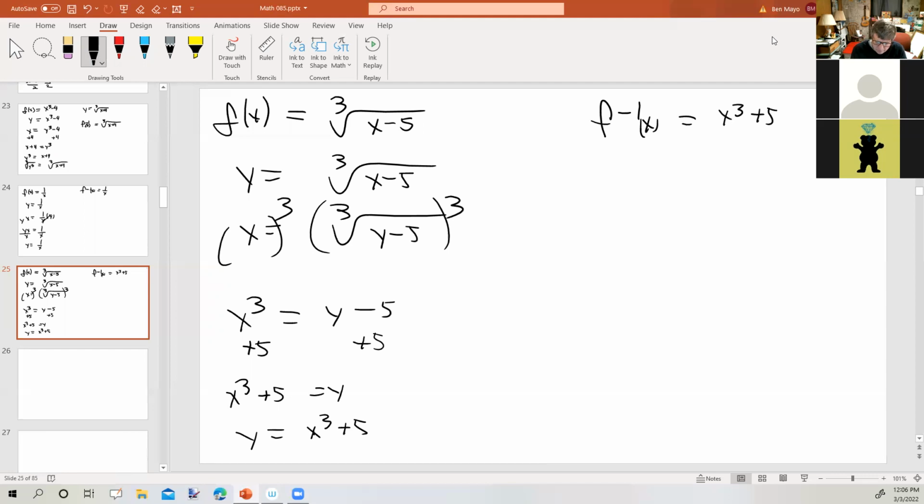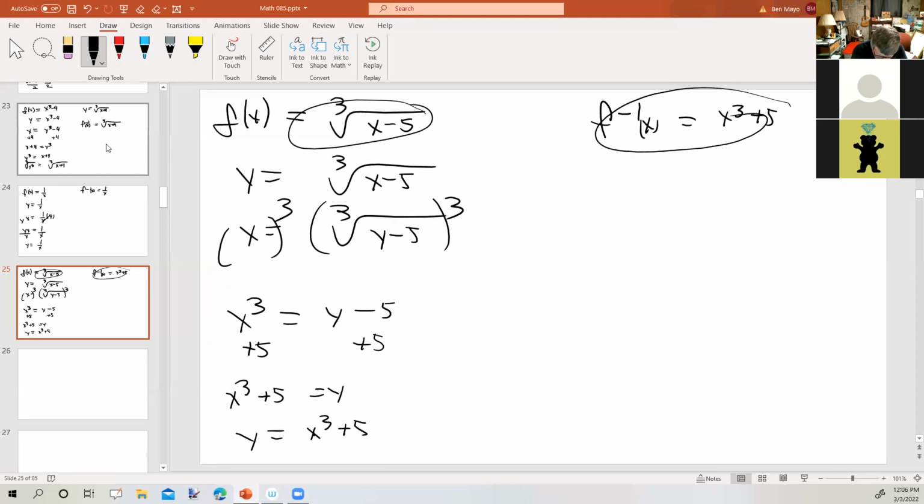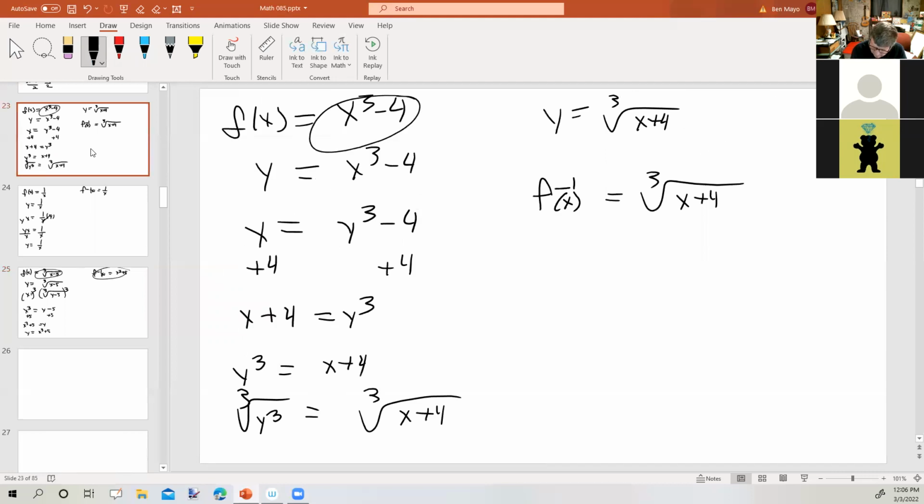So when the original was a cube root, we got a cube. A little while ago, I think I took one that was a cube and found its inverse to be a cube root. All right. Do you have any questions? Anything you want more examples of?